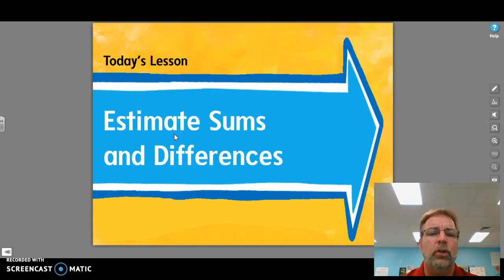Estimate, if you remember, and you can look at the side board that's over to the side, that estimate is an about amount. It's not exactly. It's an amount that's close to what our answer should be. So now let's talk about answers to math problems.